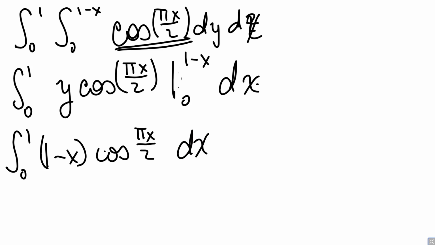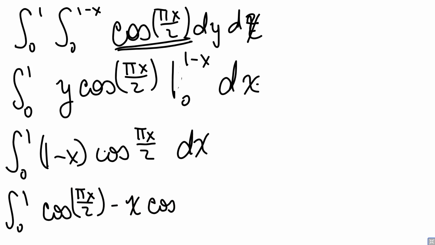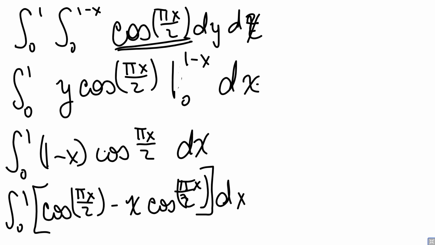dx. And we can look at this by just multiplying it out. So the integral from 0 to 1 of the cosine of pi x over 2 minus x cosine of pi x over 2 dx. The first piece is easy to integrate, but the second piece, how will we handle that?